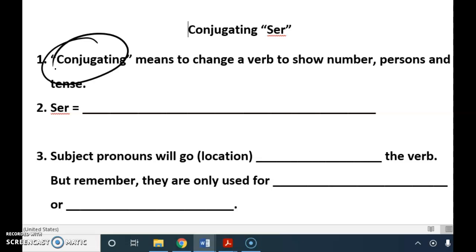So conjugating a verb means to break it down into its parts, to show number, to show persons, to show tense. So our first verb we're going to be working with is the verb ser, and it means to be, permanent. Like we've used it, de donde eres? Where are you from? Those places, those items, they can't change. Those are permanent things.